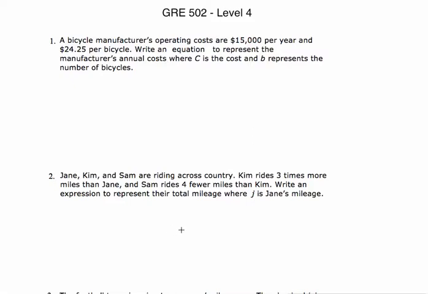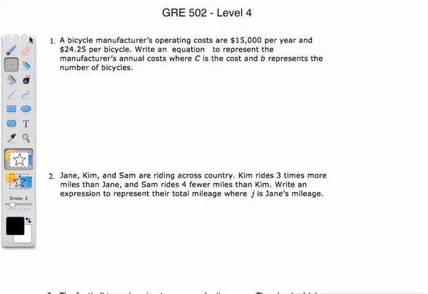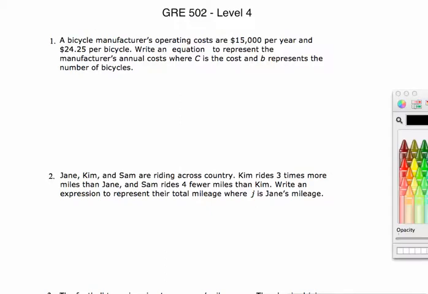All right, GRE 502 Level 4 is about writing equations and expressions. Before we move on, we need to know the difference between an equation and an expression. An equation is something that has an equal sign in it. An example of an equation would be c equals 2x minus 1. The expression does not have an equal sign, so 2x minus 1 would be an expression, whereas c equals 2x minus 1 would be an equation. That's just an aside.